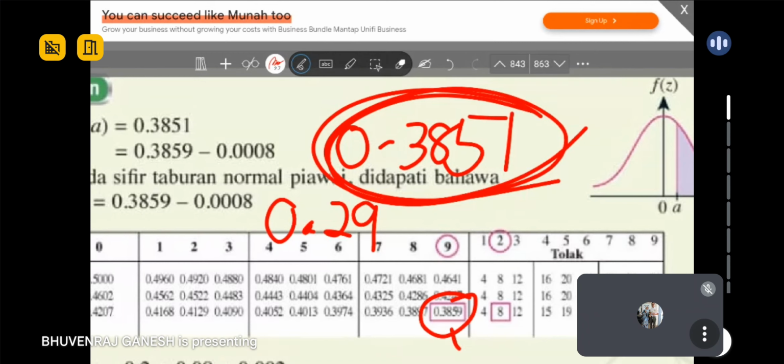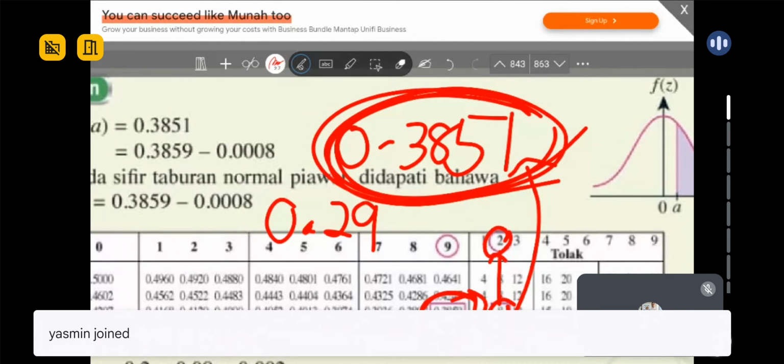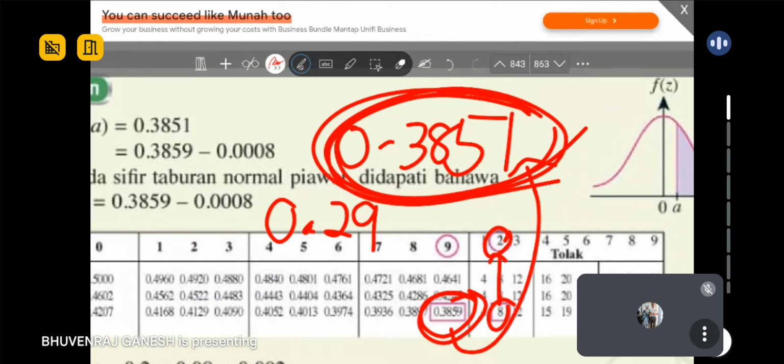Okay guys, so from 0.3859 to get 0.3851, saya kena tolak berapa untuk dapat dari sini ke sini? Apa kena buat? Kena tolak 0.0008. Yes, very good. You must minus 0.0008. So means that kamu cari nilai 8. So guys, you see the value is 2. So 2 guys, do you plus or minus? What do you all think? Plus 0.002, plus 0.02 or minus 0.02? Which one? Minus.